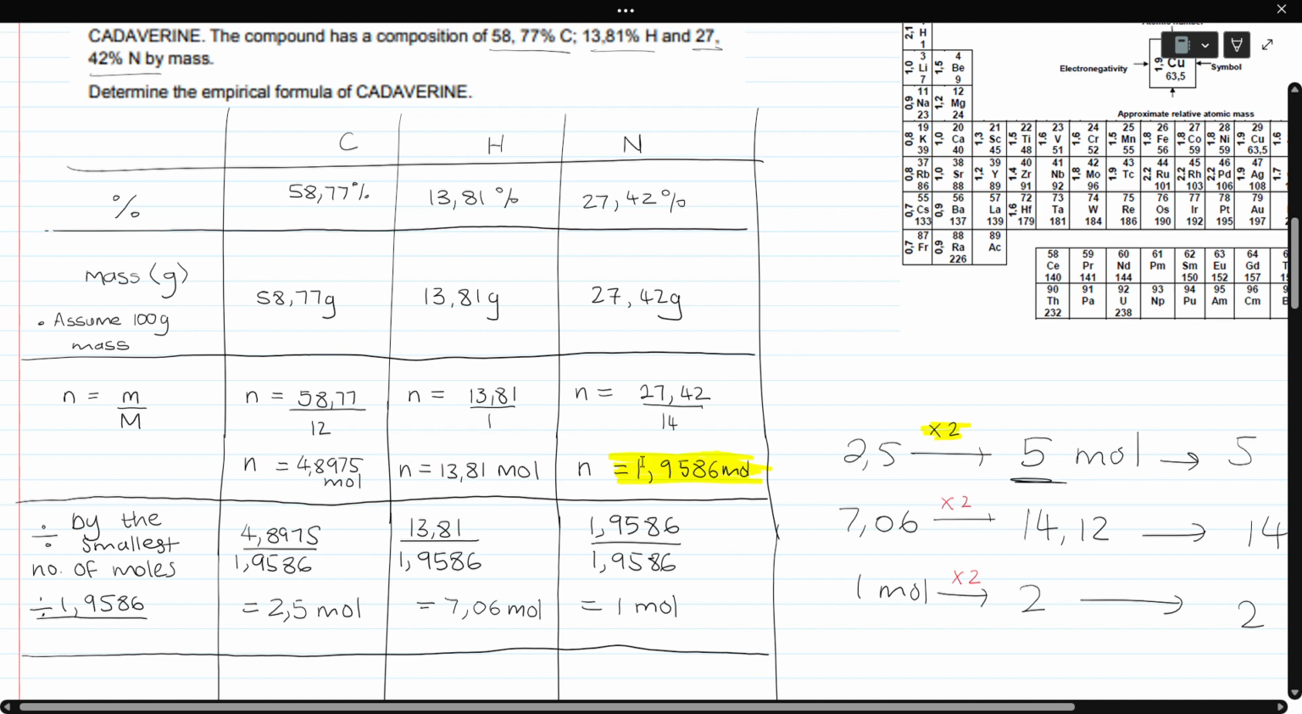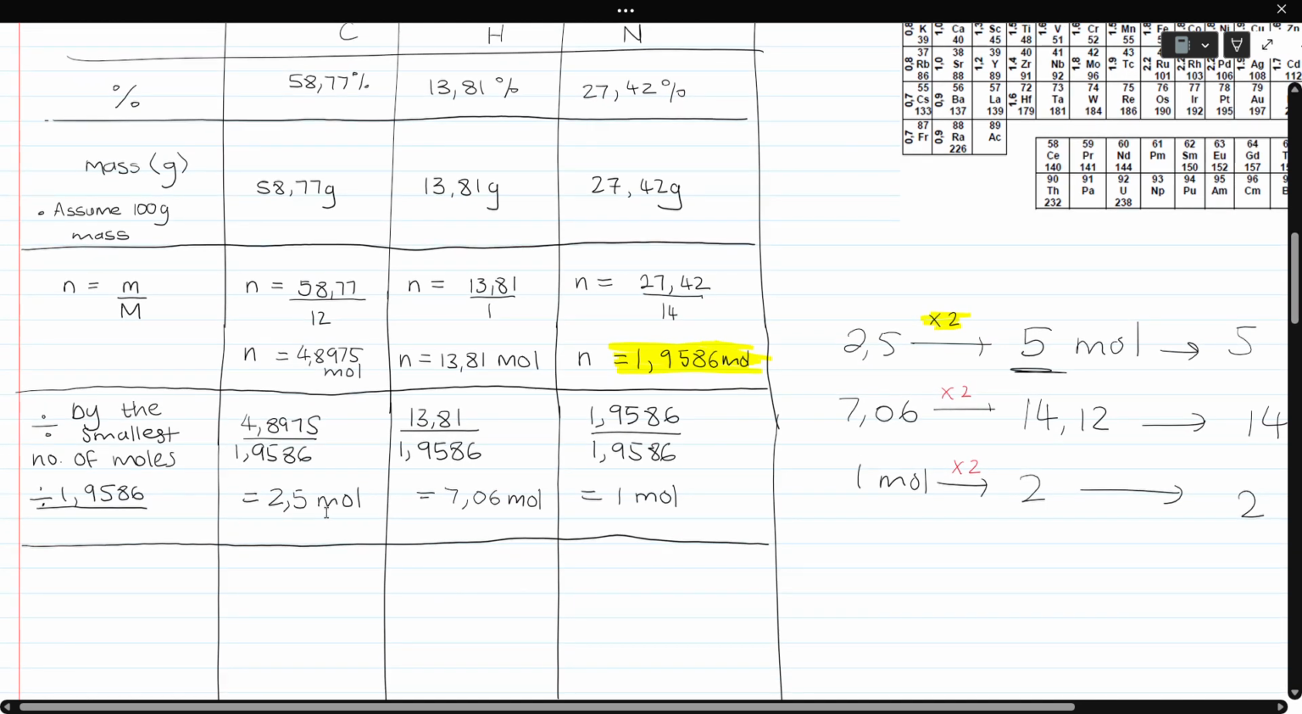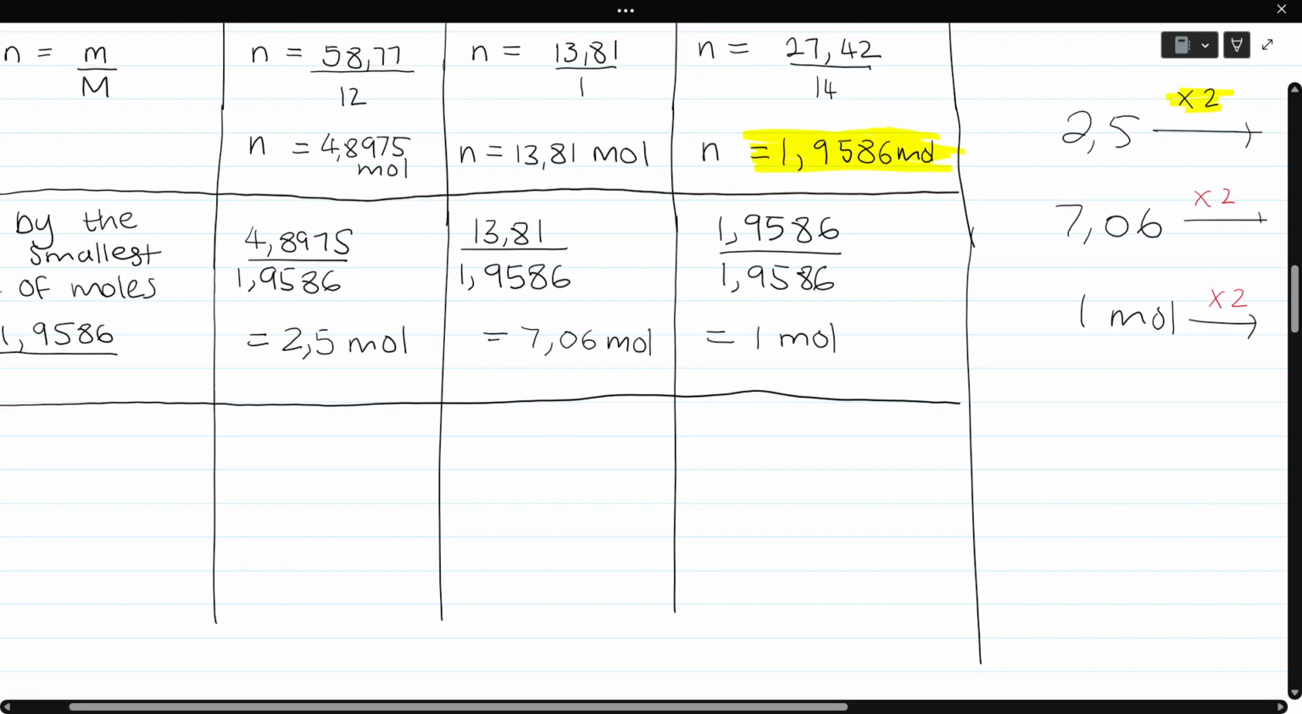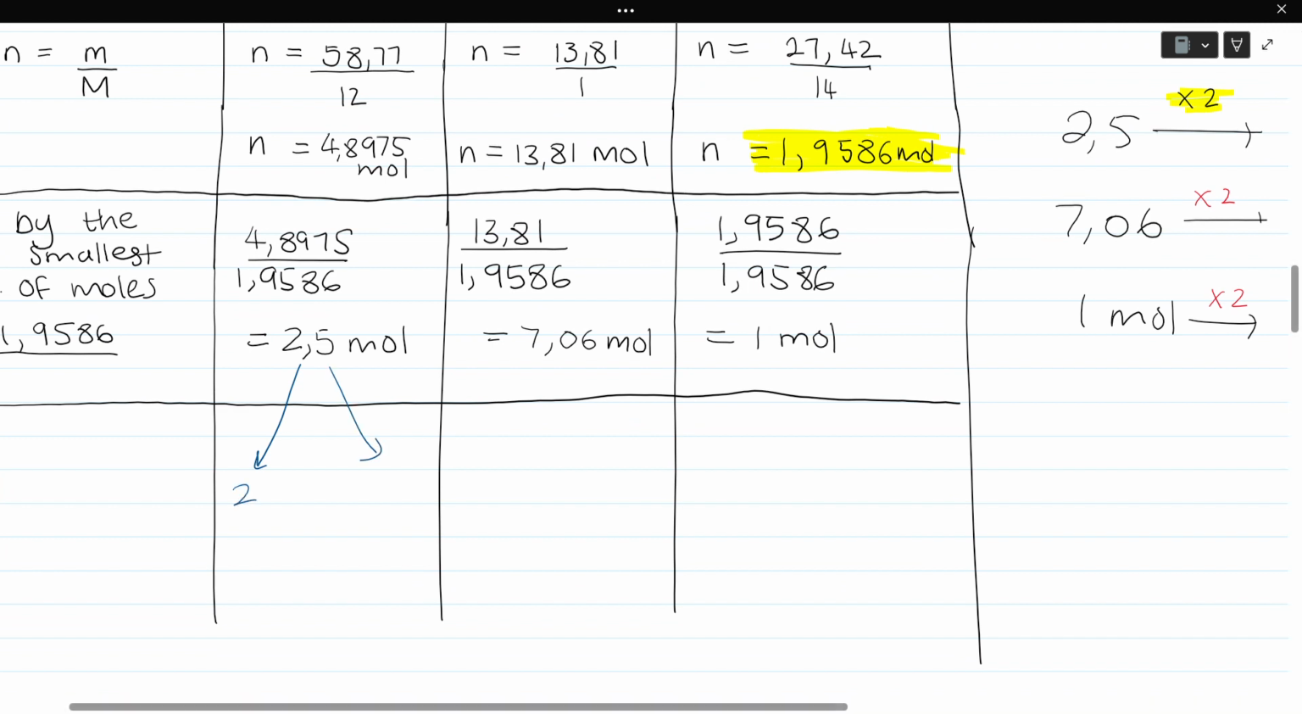When we're done finding the number of moles, the next step says we need to divide by the smallest number of moles. We look through the three numbers and we find which is the smallest number. 1.9 is the smallest number, so we divide throughout by that number. Then we end up with numbers like 2.5, 7.0, and 1. Now, you may be tempted to say, well, we're simply going to round off. But when we look at 2.5, do we round this off to 2 or do we round it off to 3? We are very uncertain about it.